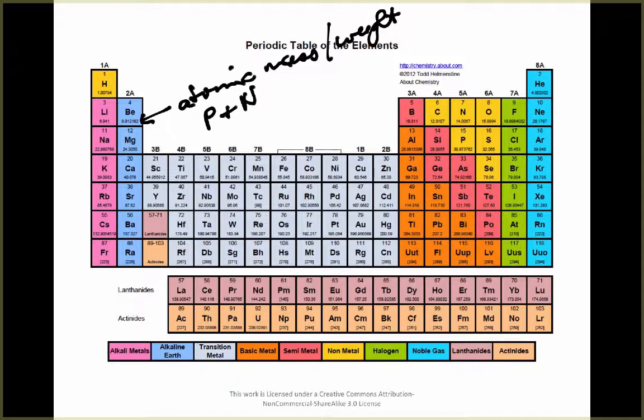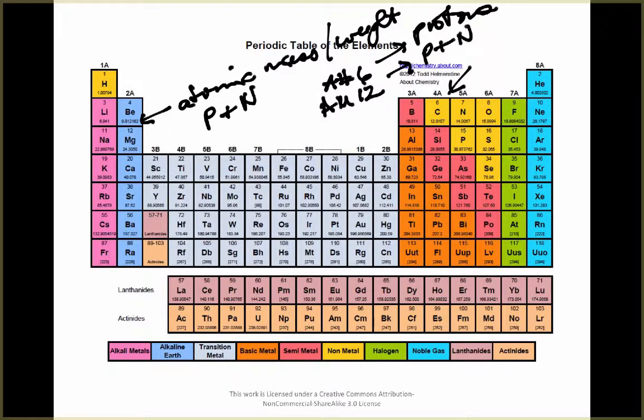So for instance, if you're looking at carbon right here, the atomic number is 6, which tells you how many protons, right? The atomic mass or weight is 12. You can round these numbers, which tells you the number of protons plus neutrons. So to find out how many neutrons you have, you would just take 12 minus 6. And that would give you the number of neutrons, which is 6.